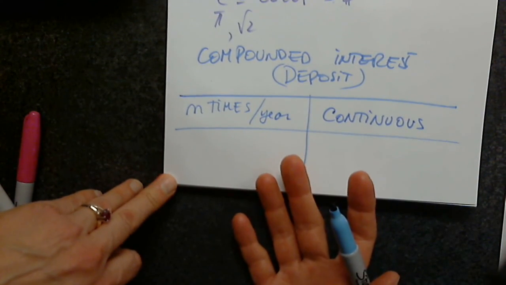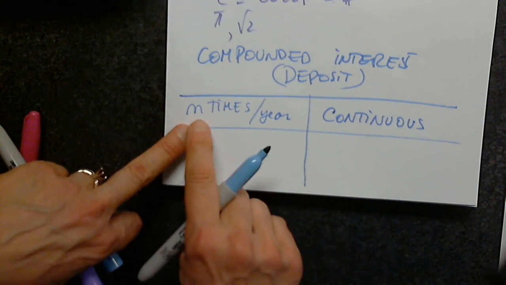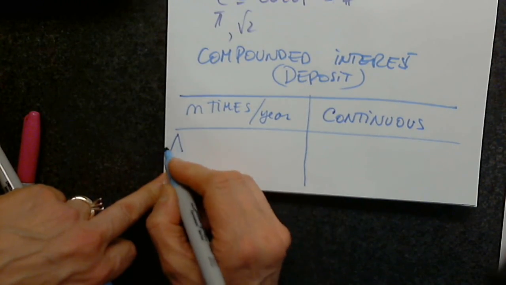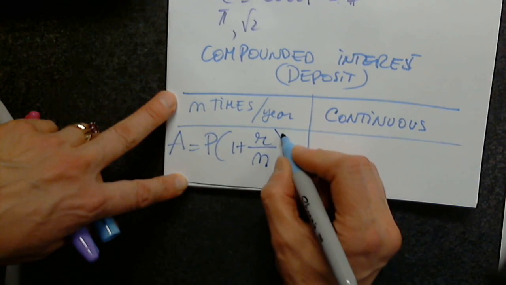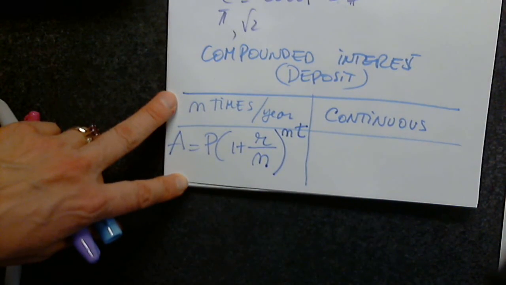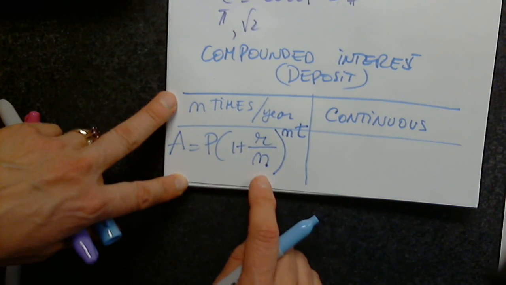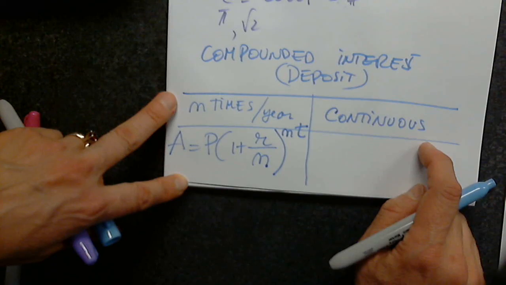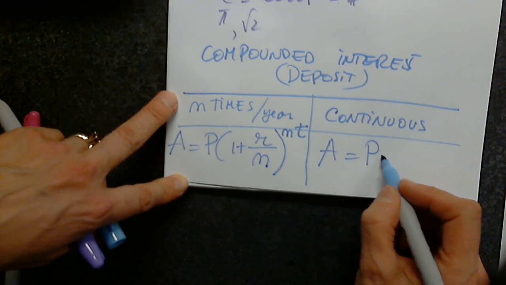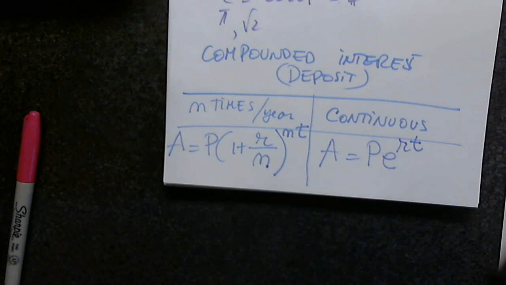The formula for the accumulated value, if the interest is compounded n times per year, is A equals P times (1 plus r over n), with a lowercase n, raised to the power nt. I'll explain what each portion represents. For continuous compound interest, it is A equals P times e raised to rt. So now let's work with each and every one of them.